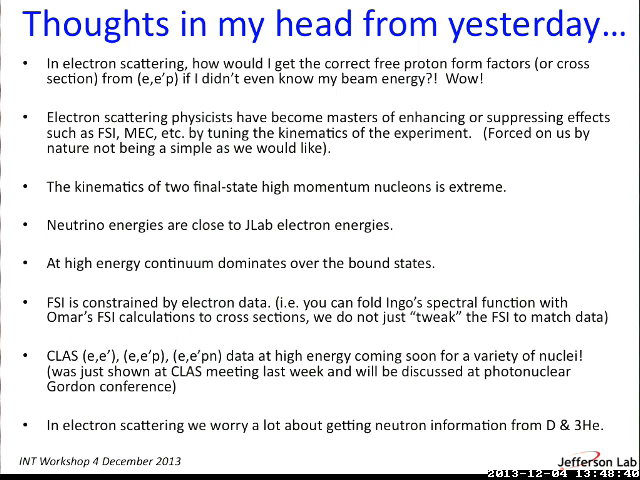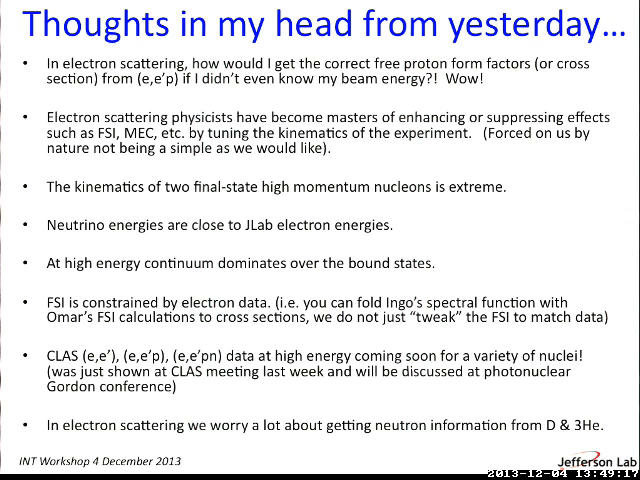Life isn't as simple as you like it. The nucleus is not just a collection of protons and neutrons in a mean field. A comment: the kinematics where people have observed this in electron scattering or even proton scattering, that I'll show you, are rather extreme kinematics. It was not easily seen at all when you talk about 500 MeV/c recoiling nucleons. It was interesting to note that a lot of the neutrino energies where the cross sections are large are close to Jefferson Lab energies. That was encouraging.